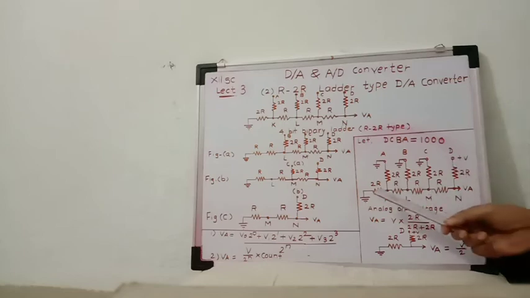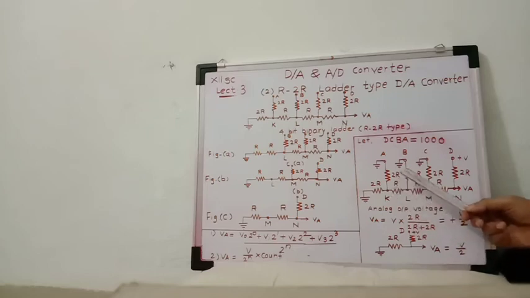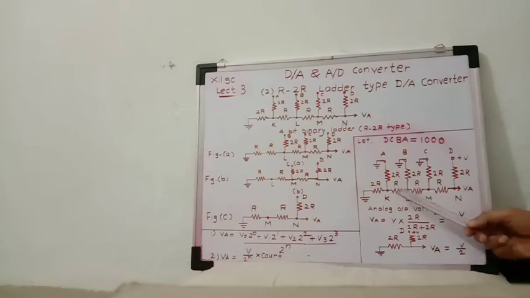Now here, twice R comes in parallel with twice R, so it becomes R, and this R is in series with R, so R plus R is twice R. Again this twice R is in parallel with twice R, it becomes R, and R plus R is in series with R, so it becomes twice R. Again this twice R is in parallel with twice R, which is in between points C and N, so that is R. Again this R and R are in series, so R plus R is twice R, and therefore twice R and twice R are in series. So VA is across twice R.